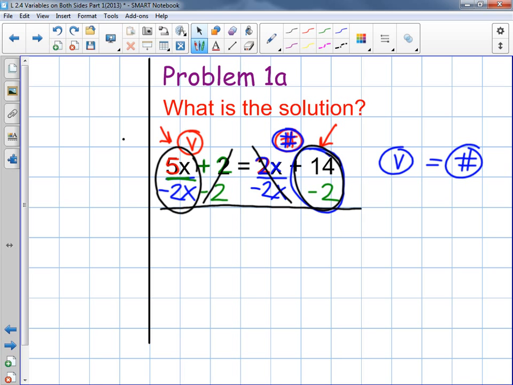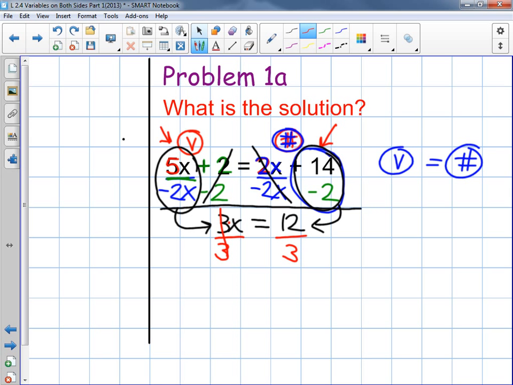5x minus 2x is 3x. On the number side, I'm only left with numbers. 14 minus 2 is 12. And now I've taken this complex variables on both sides equation and narrowed it down to just a simple one-step equation, 3x equals 12. 3x means 3 times x, so to undo 3 times, I divide by 3, and what I do to one side, I do to the other side.